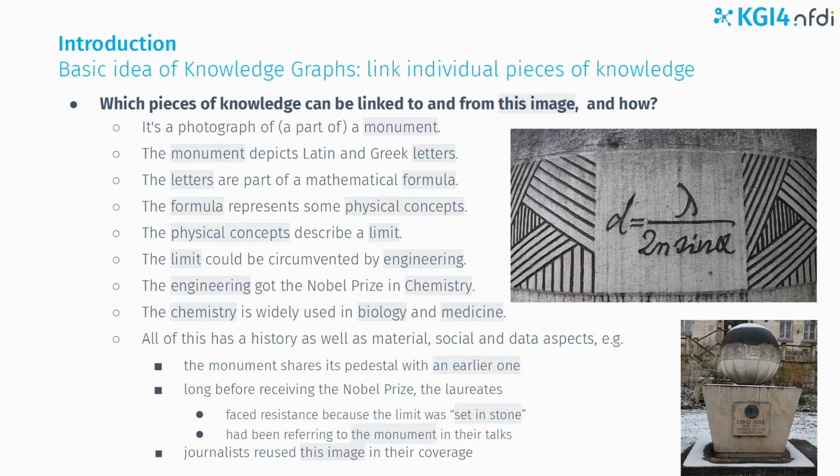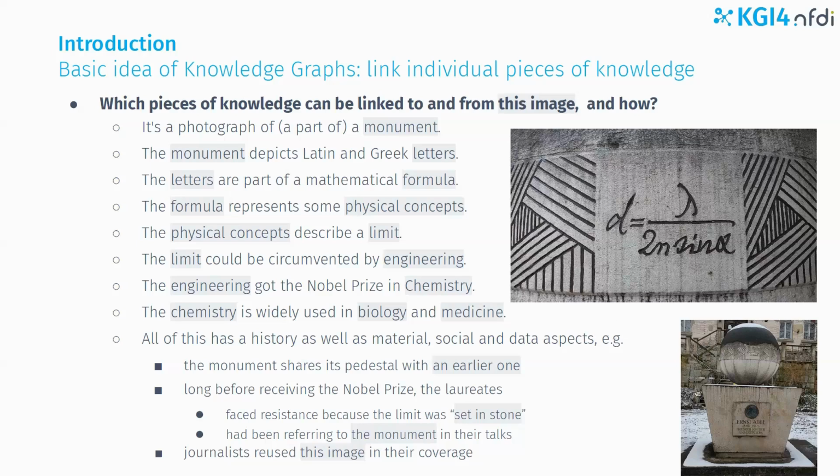I'll briefly demonstrate this on the basis of this image here. This image is a photograph of a part of a monument. The monument depicts Latin and Greek letters. The letters are part of a mathematical formula. The formula represents some physical concepts. The physical concepts describe a limit. The limit could be circumvented by engineering. The engineering got the Nobel Prize in chemistry. The chemistry is widely used in biology and medicine. And all of that has history and material, social and science, and other data aspects.